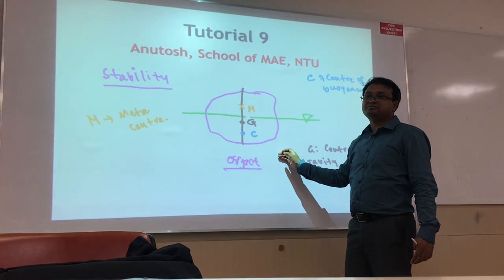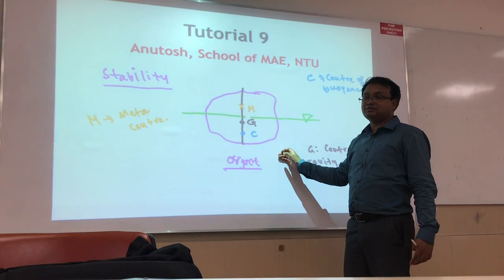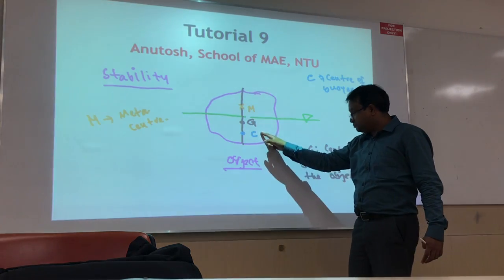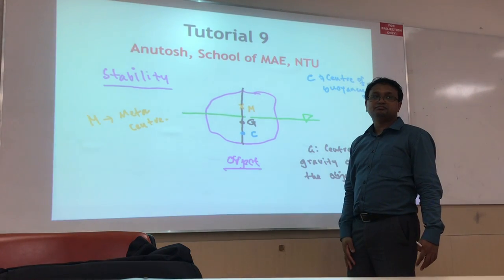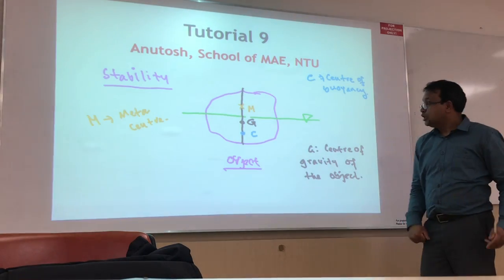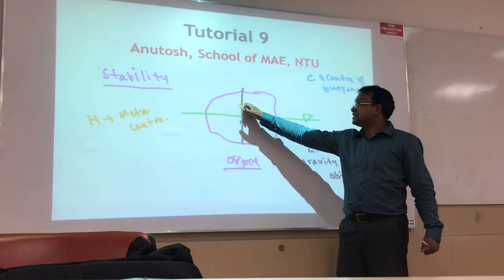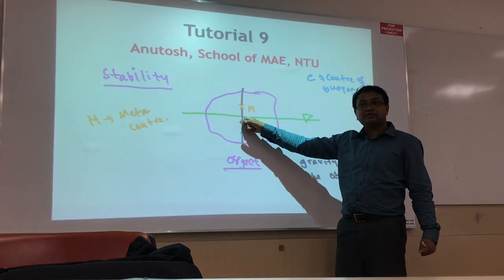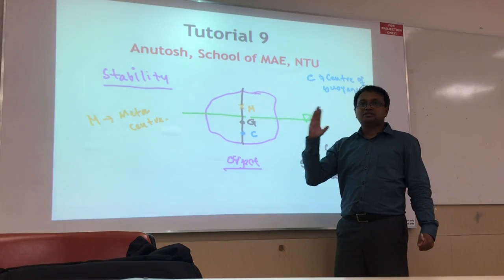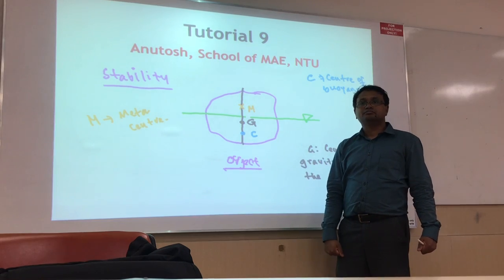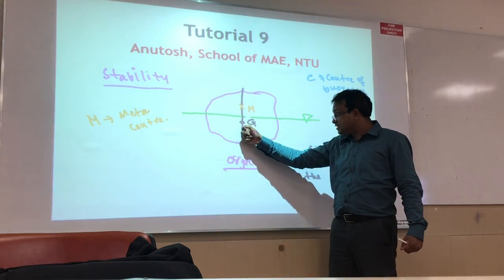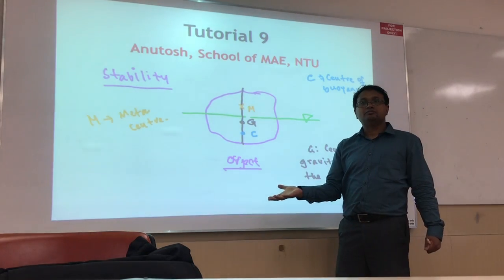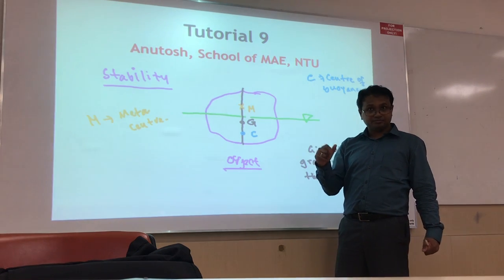Okay, when the metacenter comes below G, then it sinks. Correct? When the metacenter comes here, sink. Nobody can stop it. So now, when the metacenter is above the center of gravity, the object is stable. When the metacenter is below G, this is not stable. This is the concept.